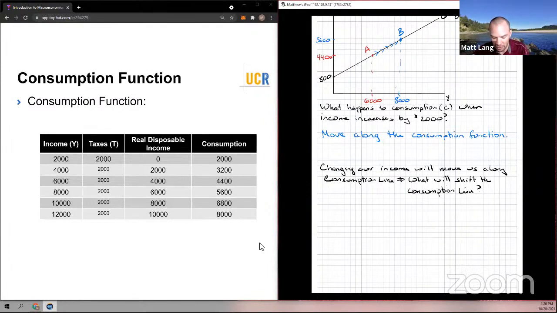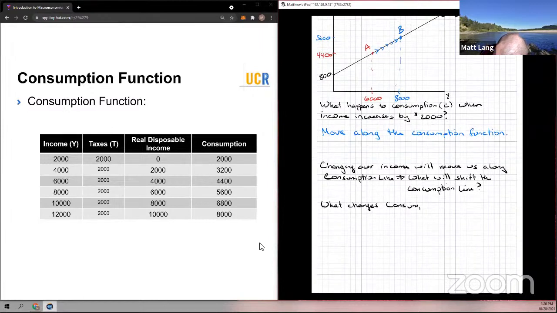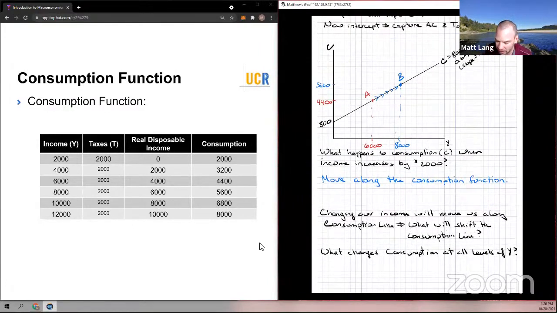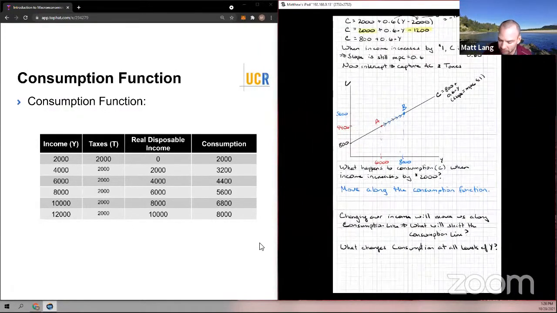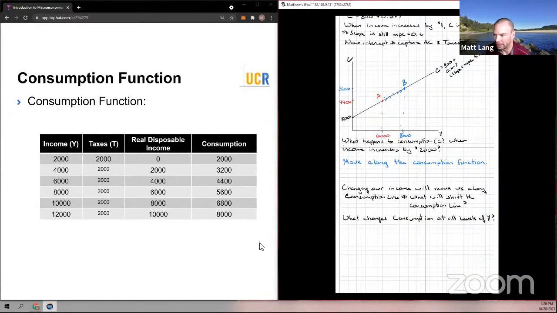But then we need to ask ourselves, what shifts that line? In other words, what changes our consumption at all levels of income, right? What changes our consumption at all levels of Y? Doesn't that sound like that change in the demand curve, that shift in demand curve? We said, what's going to change our quantity that we buy at every price level? What's going to change our consumption at any income level?